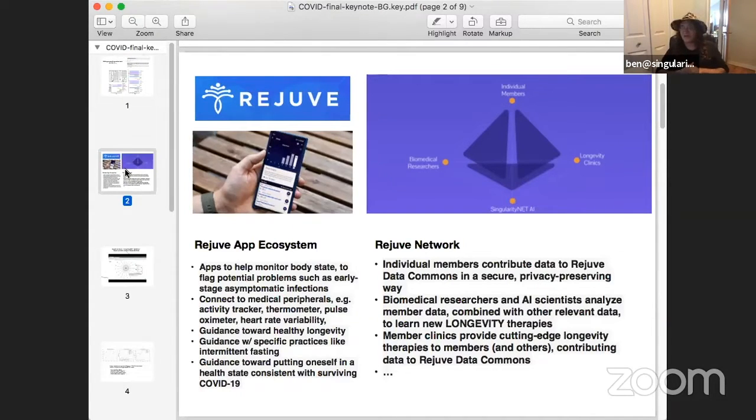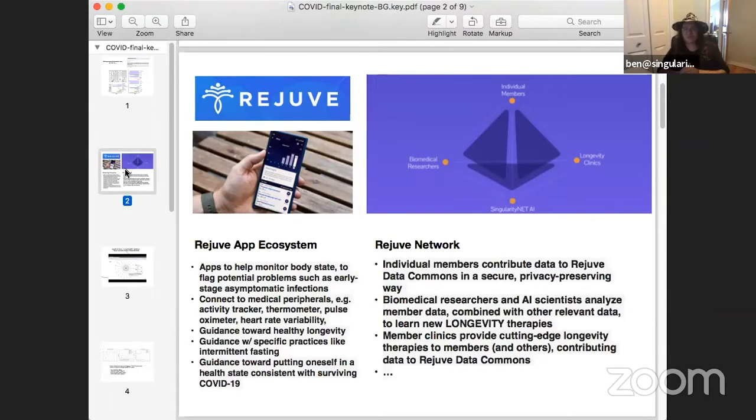So this is really quite interesting, and it's something we've been working on in a spinoff from SingularityNET called Rejuve, where we've been looking at building an app to operate within the overall Rejuve ecosystem that I'll describe in a moment. And the app helps monitor your body state, so much as in Dr. Snyder's study.